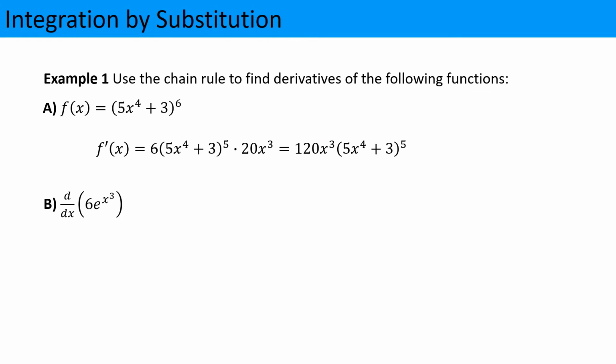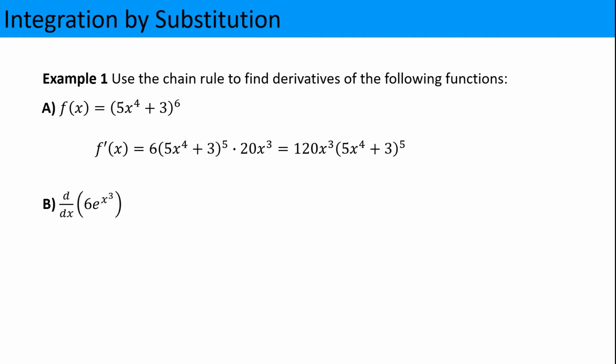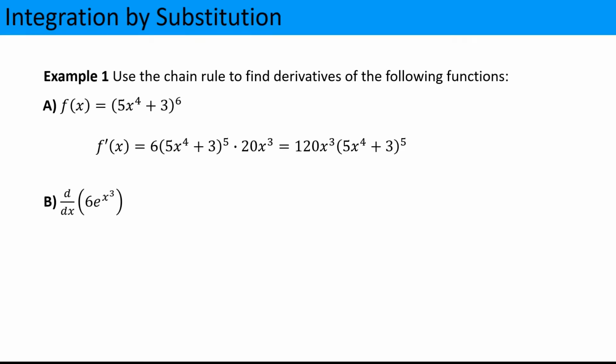Part B, d dx of 6 times e to the power of x cubed. d dx means take the derivative of whatever's right next to me. And so when we take the derivative, using Leibniz notation, we would say dy dx equals, okay, we got a constant 6 times the function e to the x cubed. So dy dx is equal to 6.